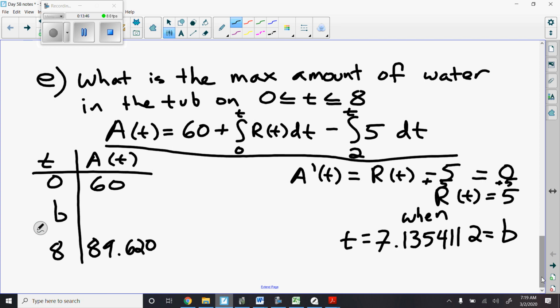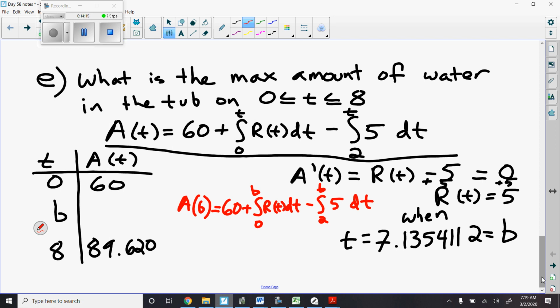Okay. Well, what I need to figure out, what I haven't done yet, is the amount of water in the tank at time B. So I'll write that out. I know that A of B would have to be 60 plus the integral from 0 to B of R of t dt minus the integral from 2 to B of 5 dt.